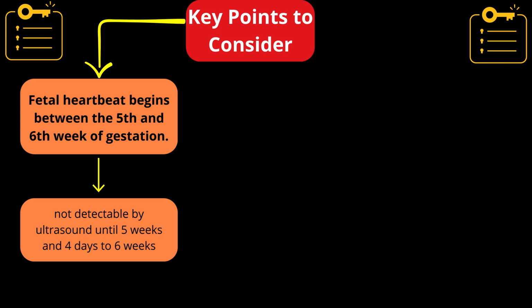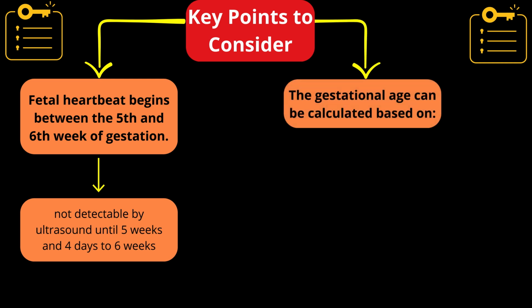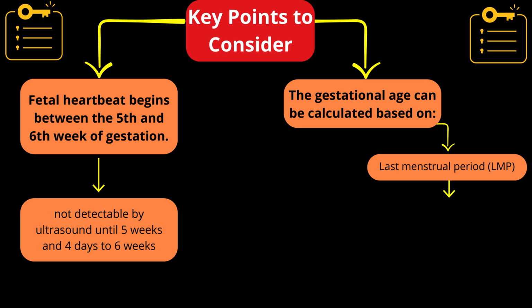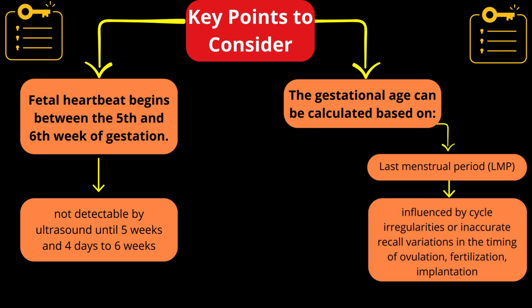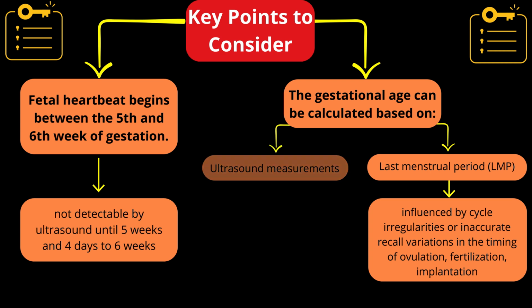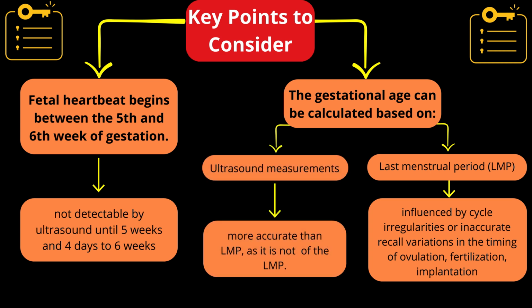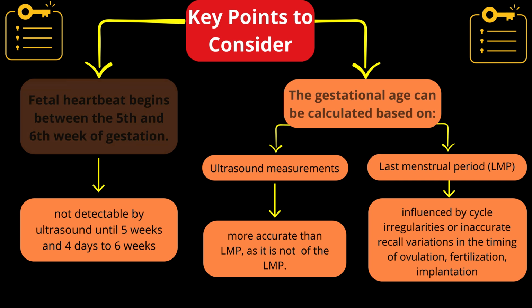The fetal heartbeat typically starts around the 5th week of gestation, but it may not be detectable by ultrasound until approximately 5 weeks and 4 days to 6 weeks. The gestational age can be calculated based on the last menstrual period, LMP, or by using ultrasound measurements. However, ultrasound dating in the first trimester is generally more accurate than LMP, as it is not influenced by cycle irregularities, variations in the timing of ovulation, fertilization, implantation, or inaccurate recall of the LMP.